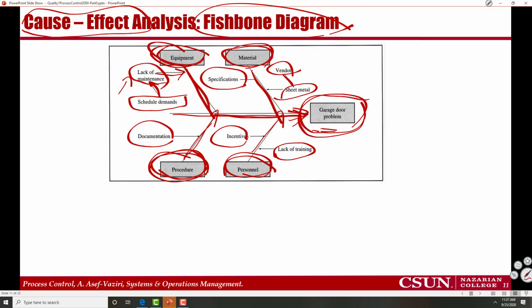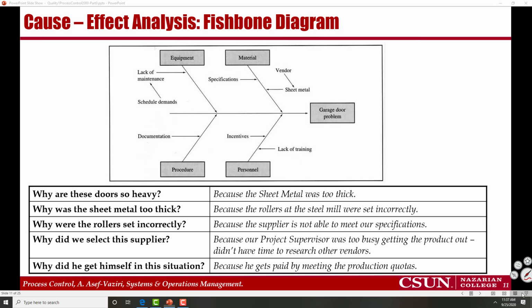Find something which is not good or something which is good, and then we try to find its causes. So regarding the quality of the door, one of its components was its weight. Why are these doors so heavy? Because the metal sheet was too thick. Why was the metal sheet too thick? Because the rollers at the steel mill were set incorrectly. Why were the rollers set incorrectly? Because the supplier is not able to meet our specifications.